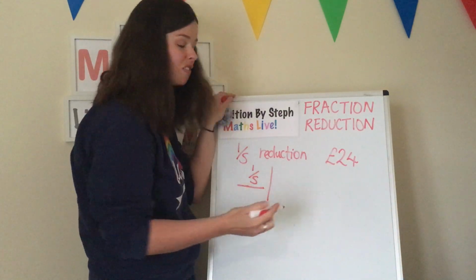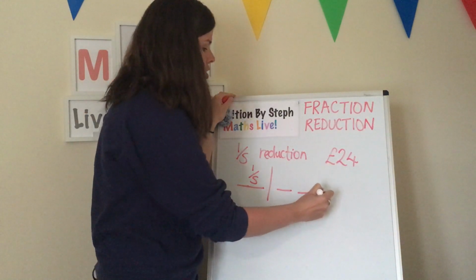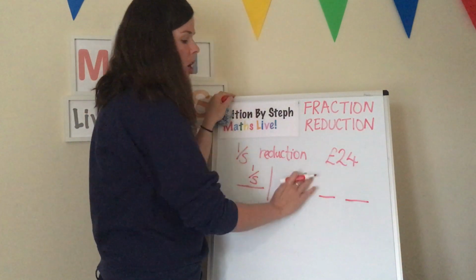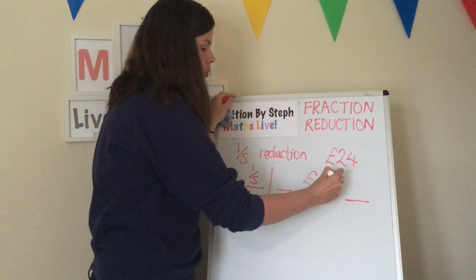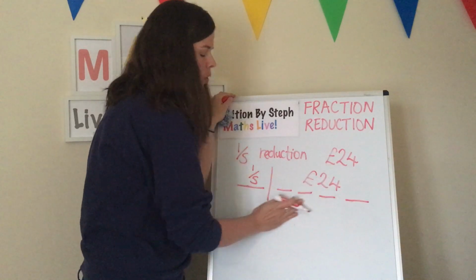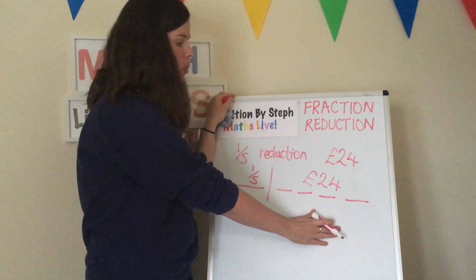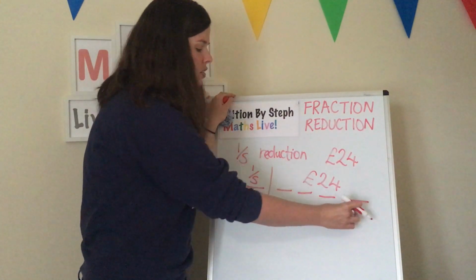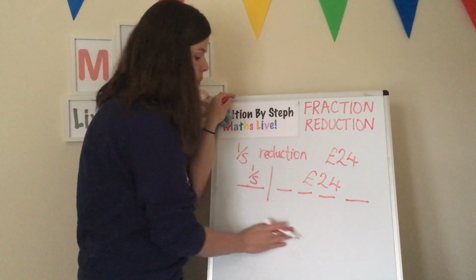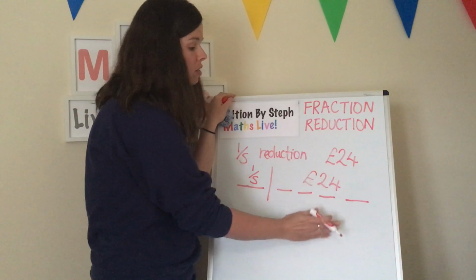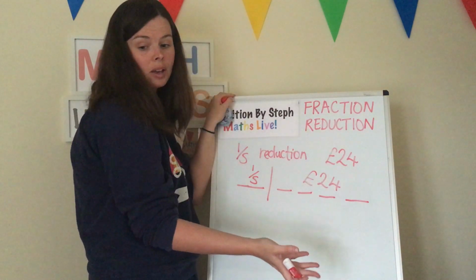Okay, so there must be 4/5 left. 1, 2, 3, 4. And we know that 4/5 altogether was £24. We know that all that chunk, those 4/5, was £24. So let's find out how much one of those chunks cost to help us find out the total. So we need to divide 24 by 4.